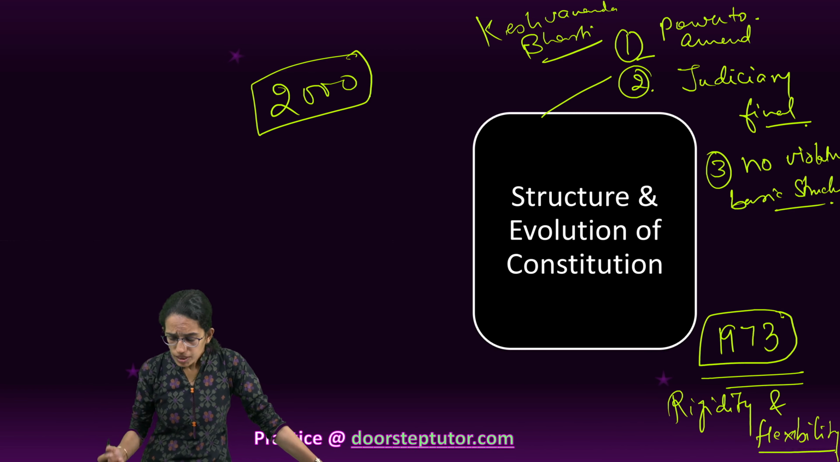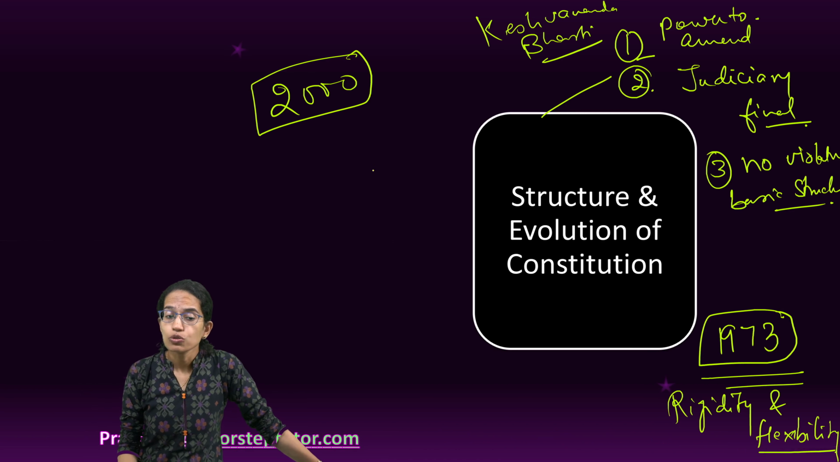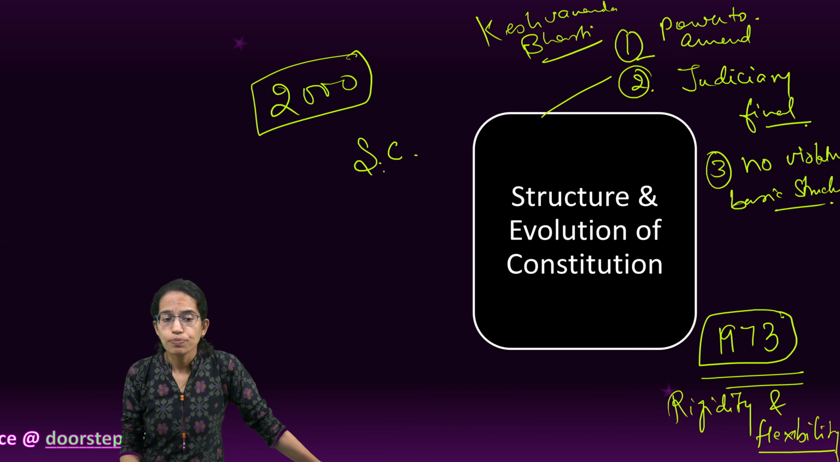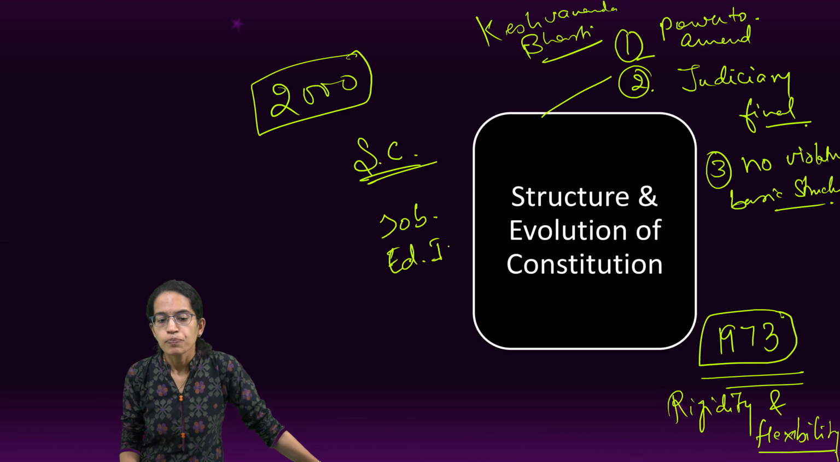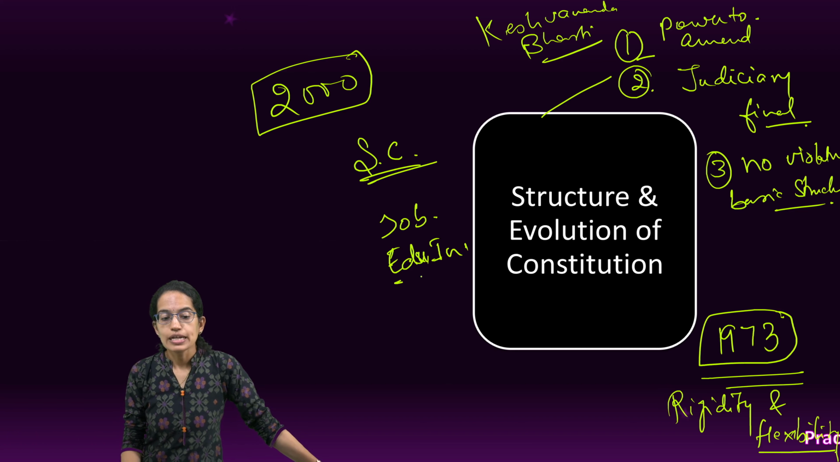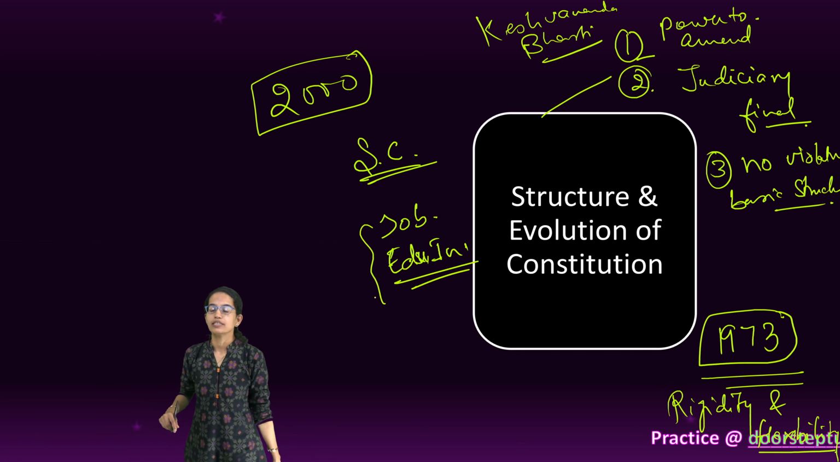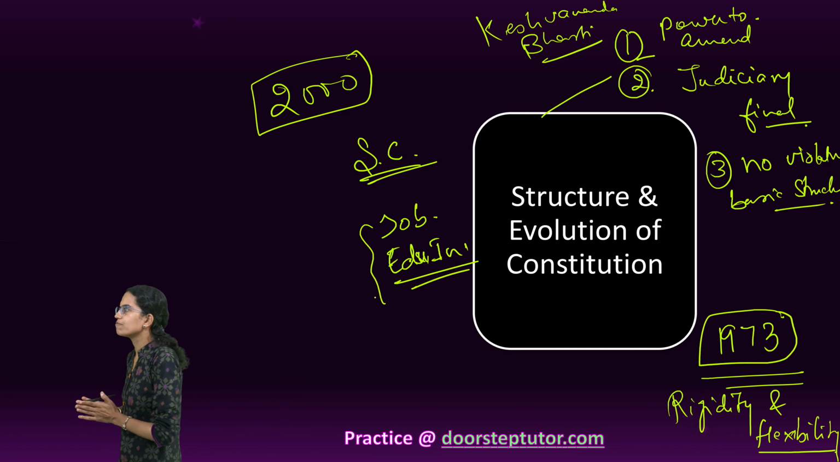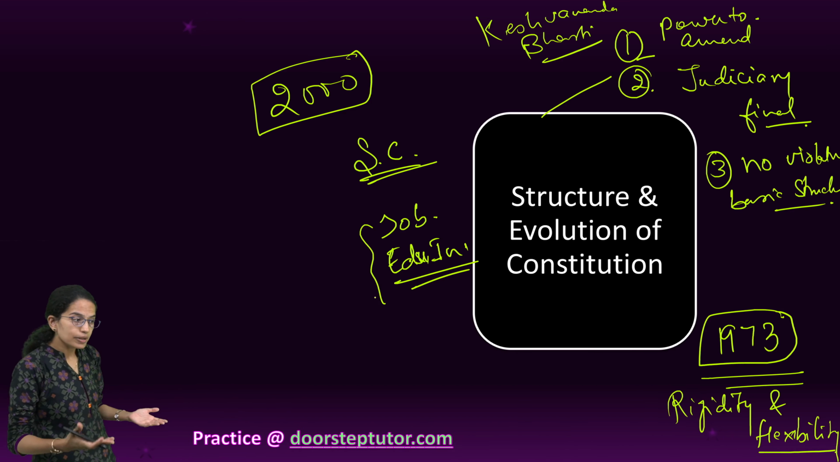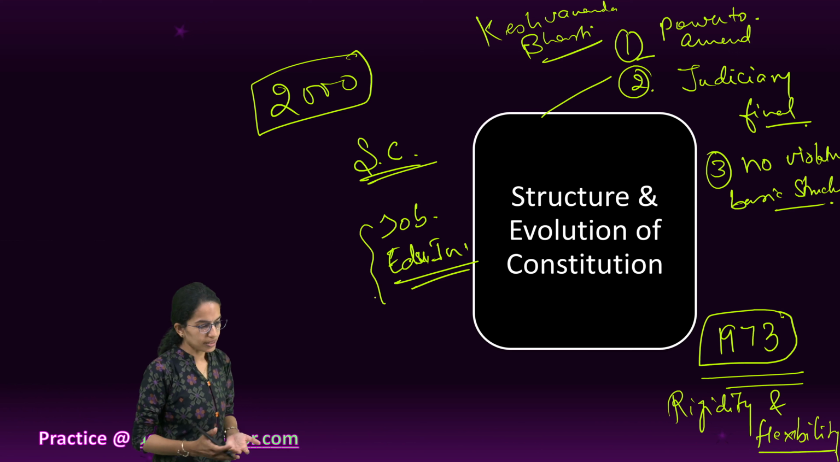Now, Supreme Court has taken numerous instances. For example, Supreme Court has talked about reservation in jobs, reservation in educational institutions. All of those indicate what? It indicates the importance of judiciary in the system. Also, there have been a case talking about the creamy layer, which was decided again by the Supreme Court.